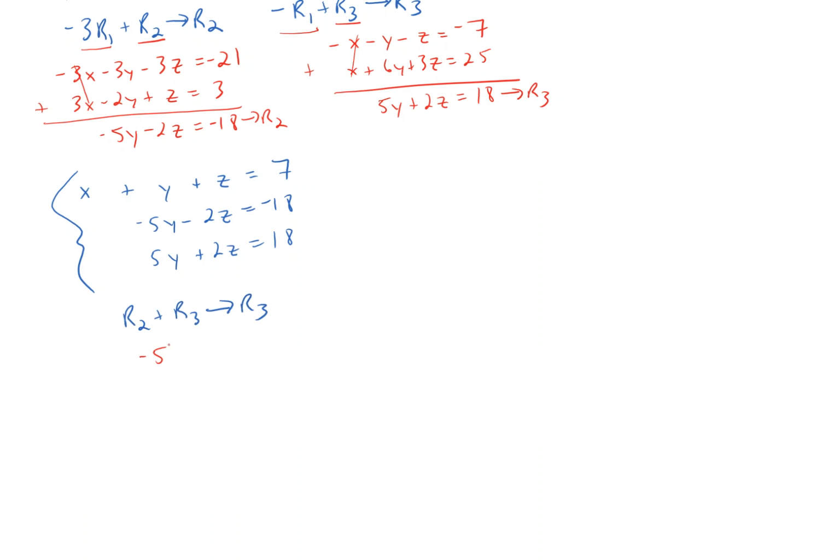So that's going to be row 2, -5y minus 2z equals -18. And row 3 is 5y plus 2z equals 18. And I'll add those together. So my y's cancel, but my z's also cancel. So what do I have here? Well, -5y plus 5y, when I say they cancel, that means they give me 0 when I add. And -2z plus 2z also gives me 0. So on the left side, I just have 0. And on the right side, strange enough, I also have 0.